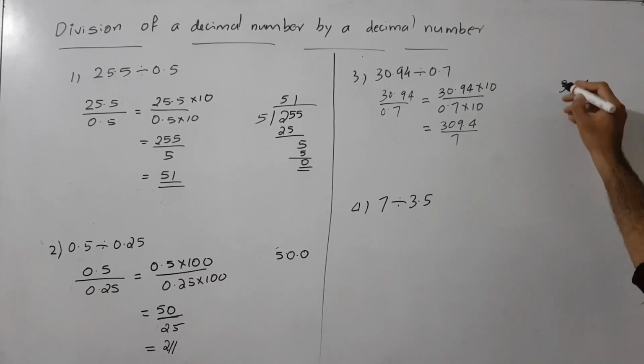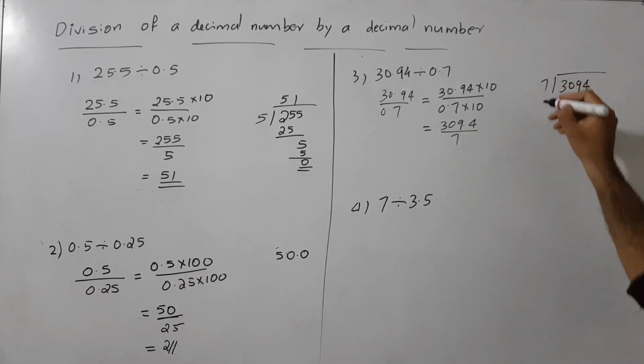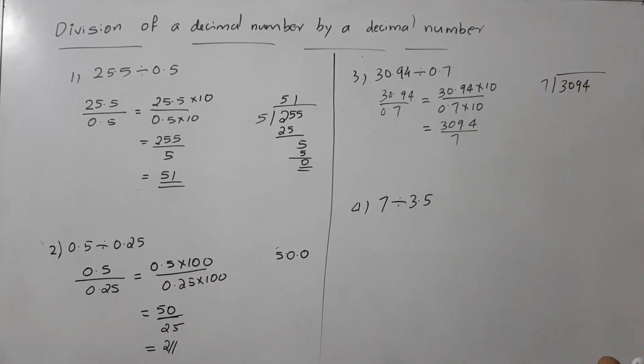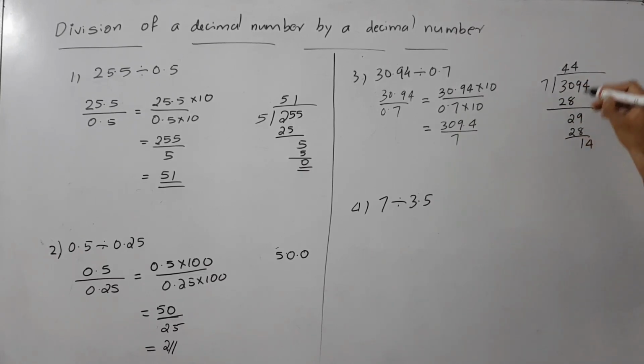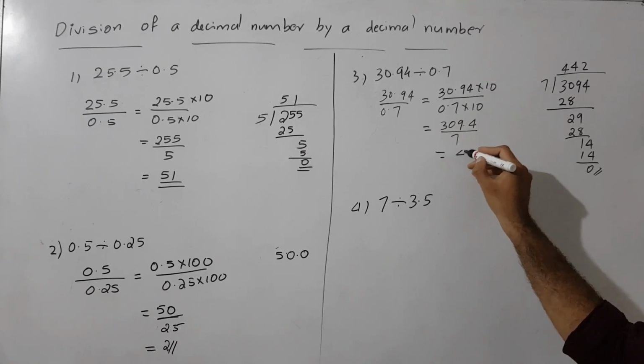3094 divided by 7. How many times does 7 go into 30? Yes, 4 times, 28. Then 2, bring down 9, 29. Again 4 times. Then 28, 1, bring down 4, 14. 2 times, 14, 0. So what is the answer?